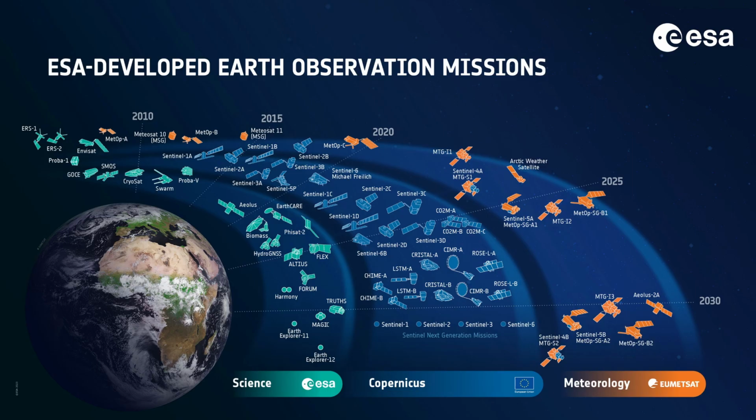For example, European Space Agency's Copernicus program is the largest environmental monitoring program in the world. At the heart of that, the Sentinel satellites provide tens of terabytes of data every single day, addressing today's key environmental challenges like urbanization, natural disasters, and climate change.